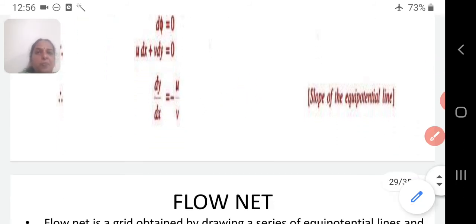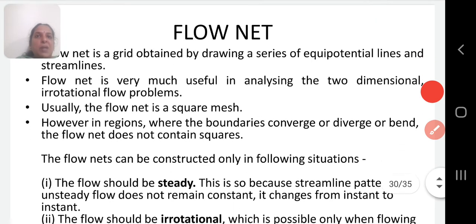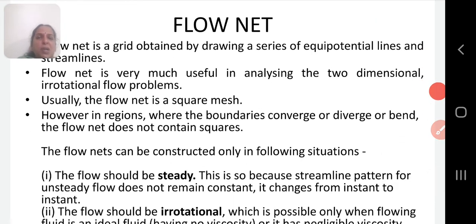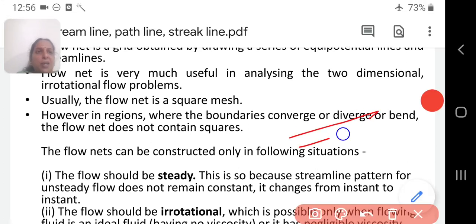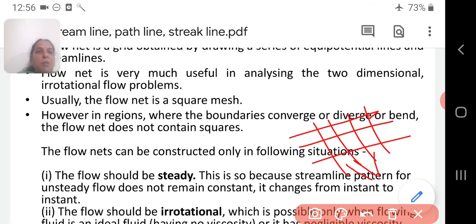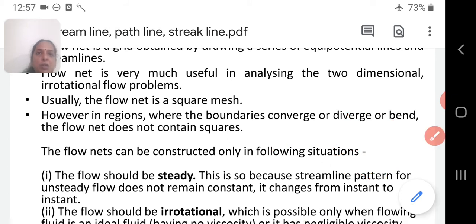Next is the flow net. What is a net? Net will be like a mesh. Am I right? It will be like a mesh. The same way, this mesh is created when the potential line or equipotential line crosses the streamlines. Then the flow nets will be formed. This flow net will be like square shapes, and if you connect all these diagonals and square shapes are formed again, then we know that this flow net is correct.